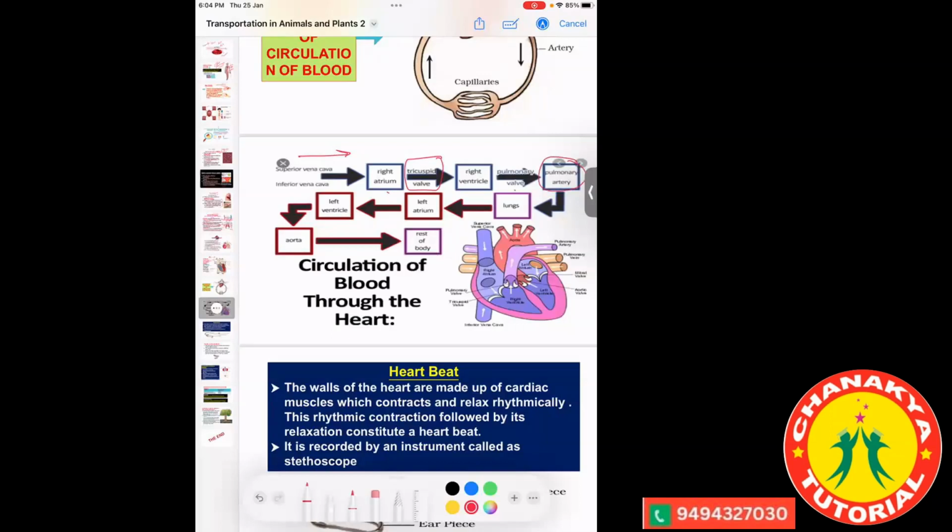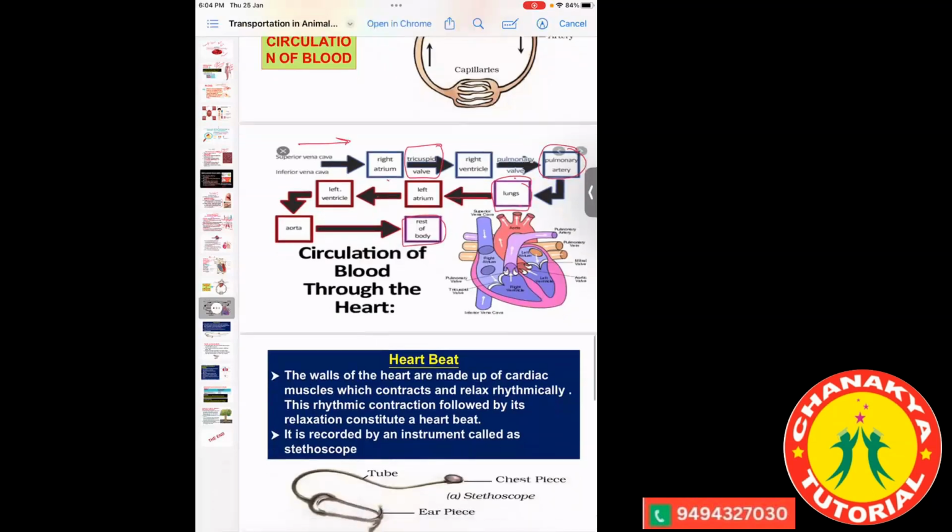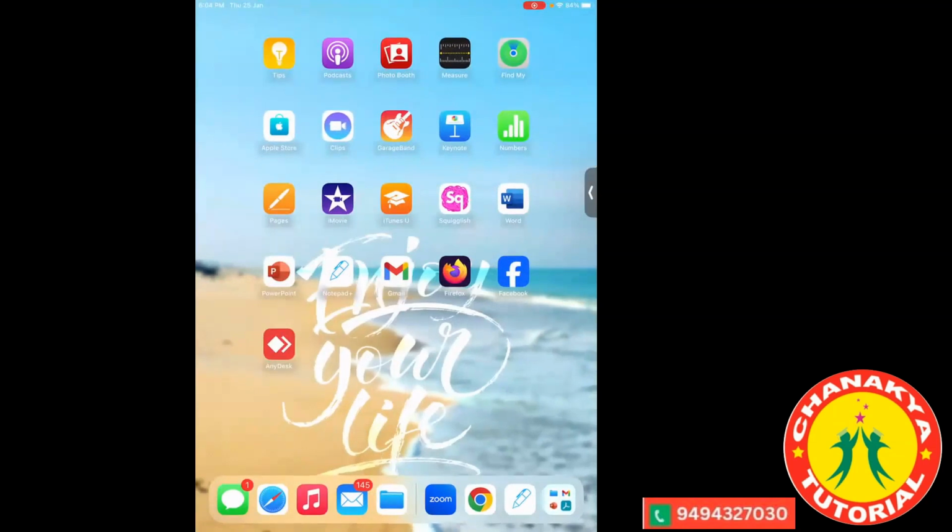And once it gets full, it goes to the lungs. As soon as it reaches the lungs, it becomes oxygenated, and then it enters into the left atrium. Then from the left atrium, it enters the left ventricle. Then through the aorta, it goes to the rest of our body. And as soon as it reaches the body, again it becomes deoxygenated. So that is how the circulation of the heart happens.